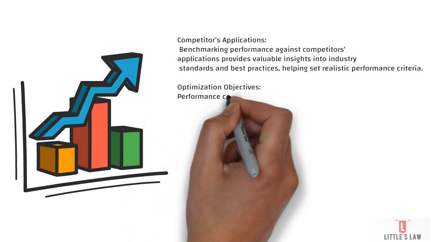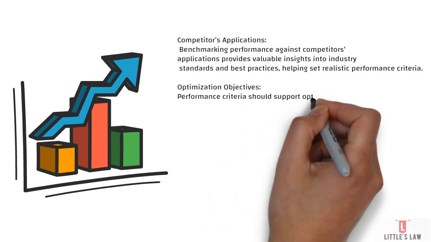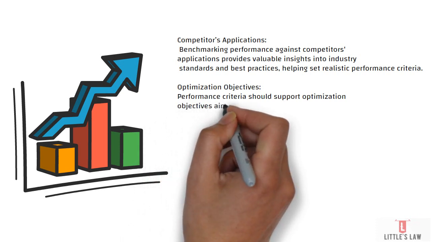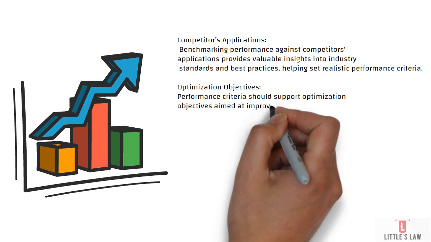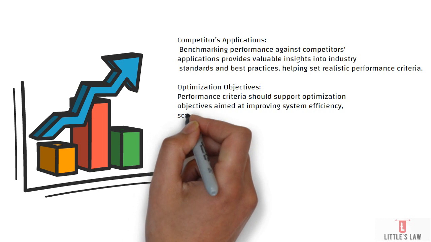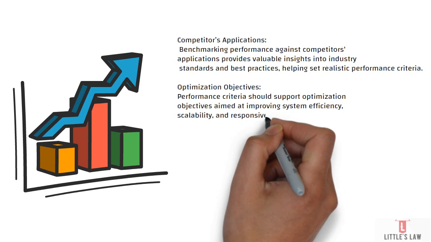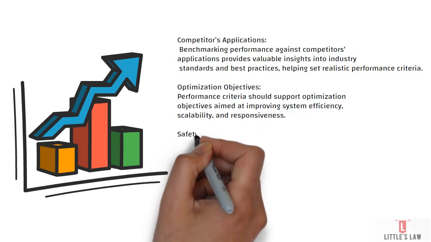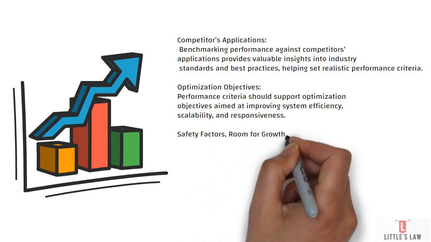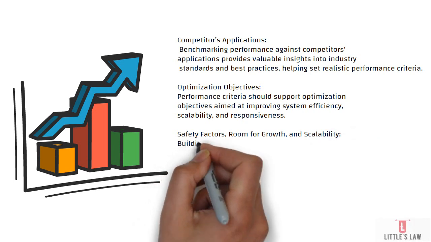And coming back to the safety factors and room for growth and scalability. Building safety factors into the performance criteria will ensure resilience and stability under varying conditions, and planning for room for growth and scalability accommodates future expansion and increased user demand. For example, we build safety margins into performance criteria to account for unexpected spikes in traffic and plan for scalability to accommodate future growth.